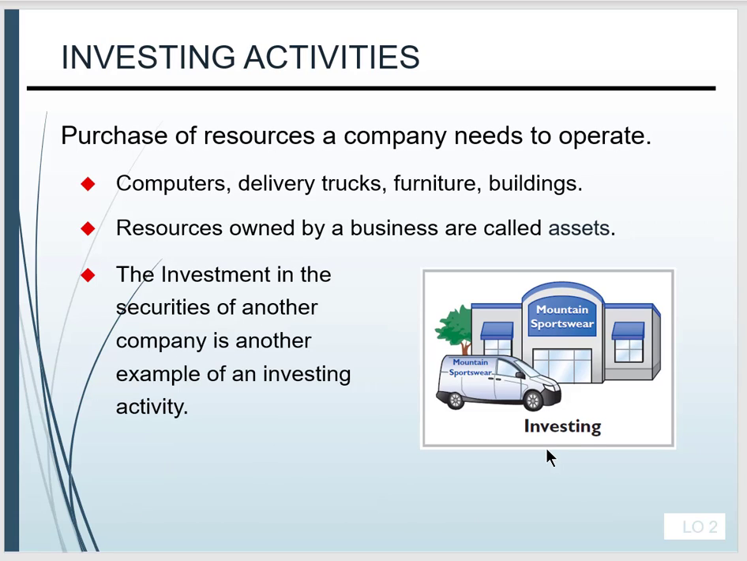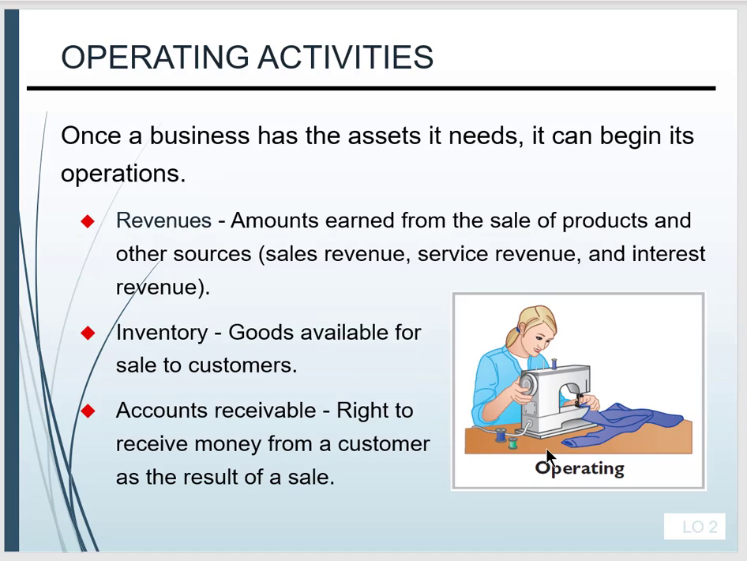So what are the investing activities, right? We're going to buy resources, assets. We can buy securities of another company, or we can buy things like plant, computers, trucks, furniture, etc. So these are the general ideas here. We have projects, we have assets that we want to buy, and we need to determine which ones are the best for us to buy.